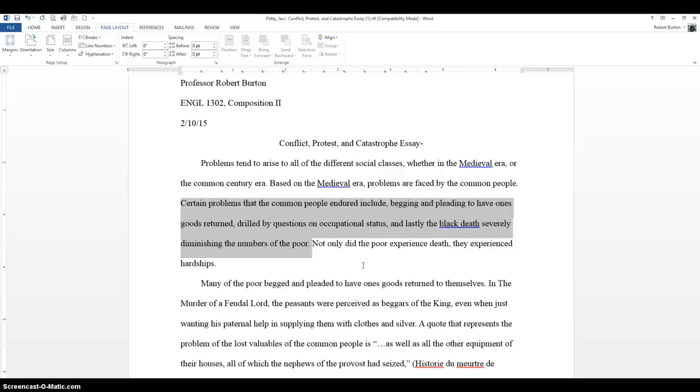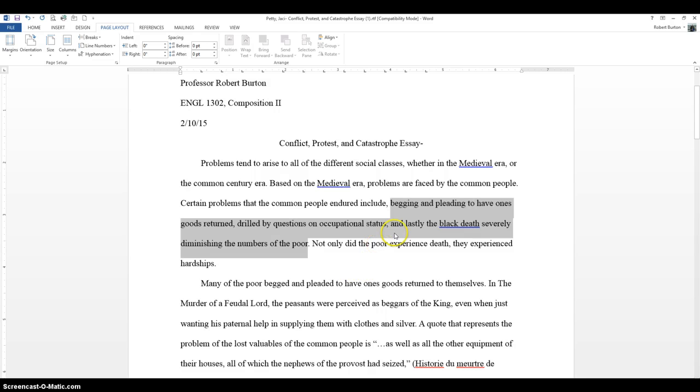Where you just end up making a list. Instead of really making a good thesis, you just make a list. And so I want y'all to be more careful about that. Problems include begging and pleading to have one's goods returned, drilled by questions of occupational status, and last of the Black Death. This is just a laundry list of things to talk about. There's no overarching problem.